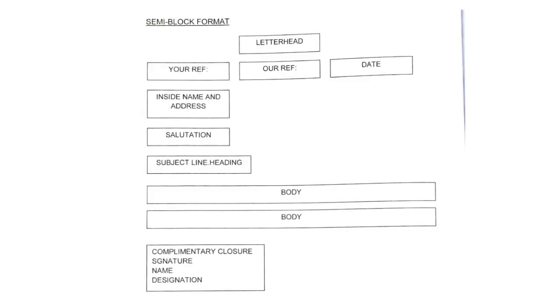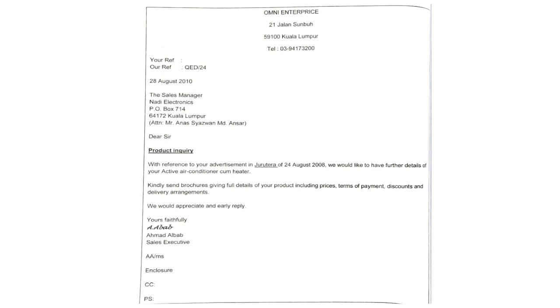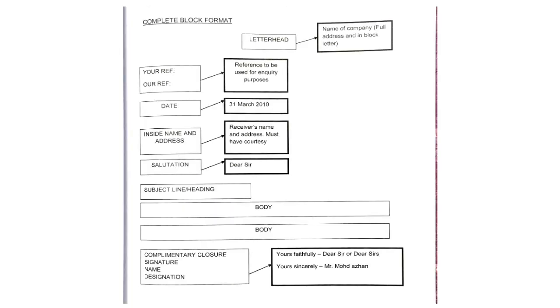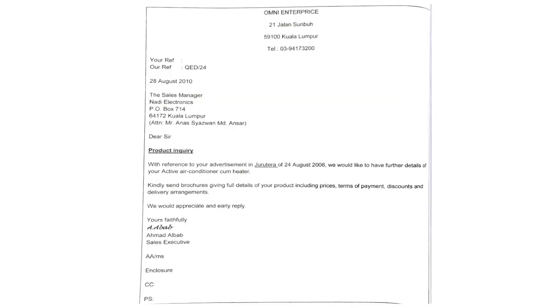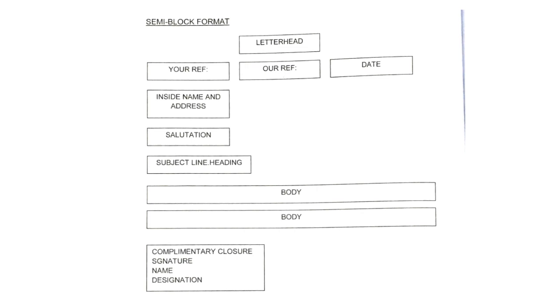Okay, look at this first. In the semi-block format, your reference and our reference will be in the same line. Take a look again: in the block format, they are in one column, and for the semi-block format, they are in the same line. So this will be the big difference between the semi-block and complete block format.